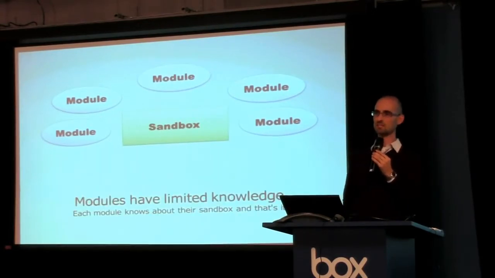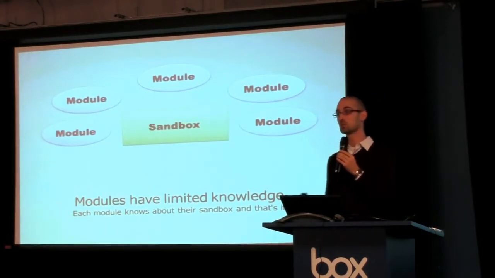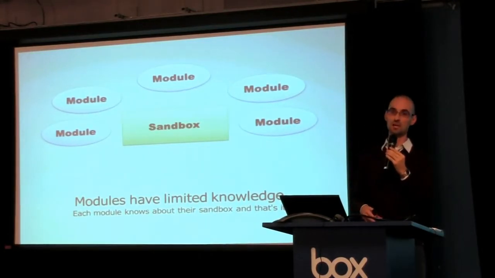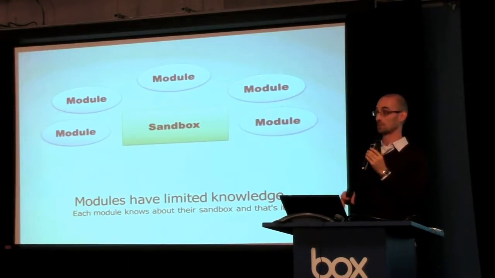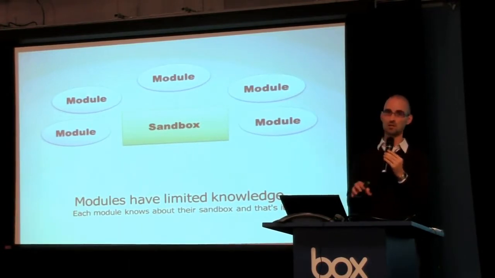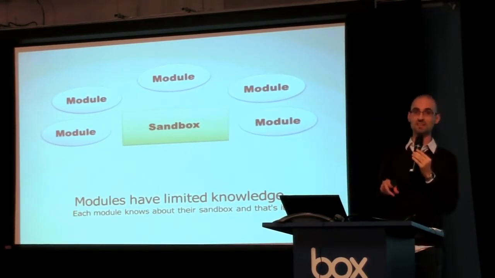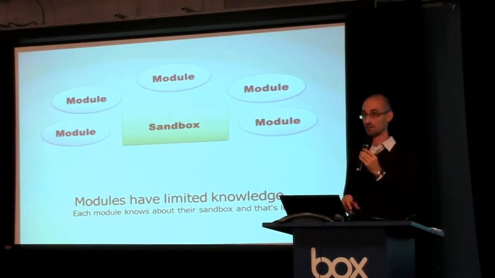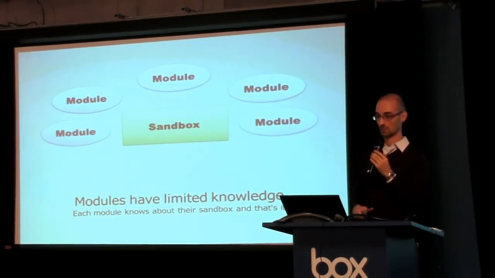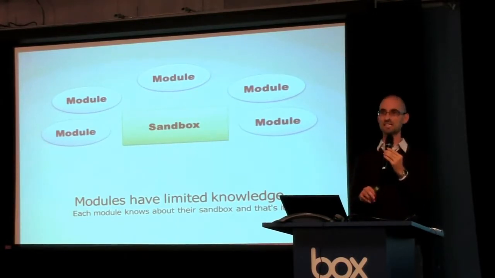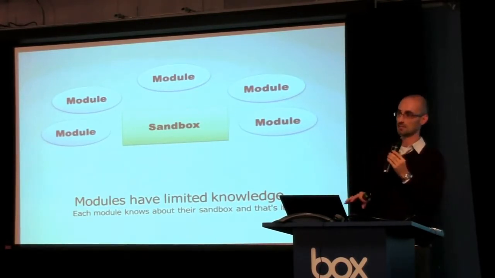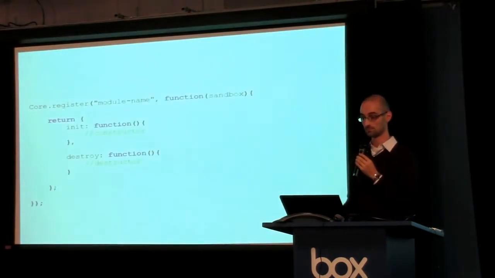Now, modules have limited knowledge about what's going on in the application. That's on purpose, because if they know too much about what's going on in the application, they're able to break the application really, really easily. By limiting a module's knowledge, you prevent that module from being able to break everything else without you trying really, really hard. So each module only knows about its sandbox that it's playing in, and that's it. The entire rest of the architecture doesn't exist for them at all.